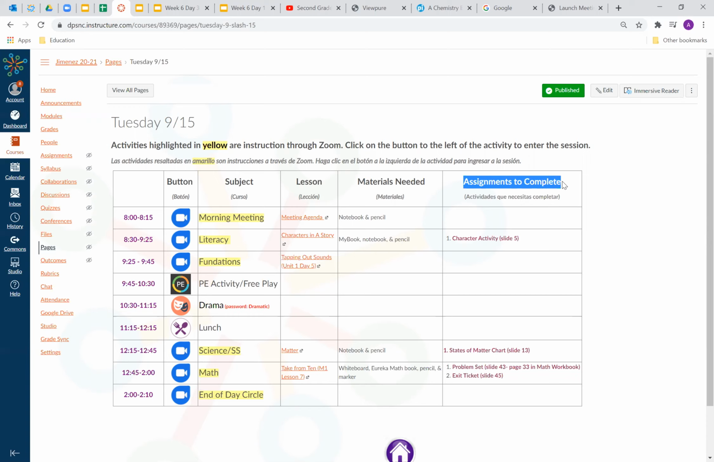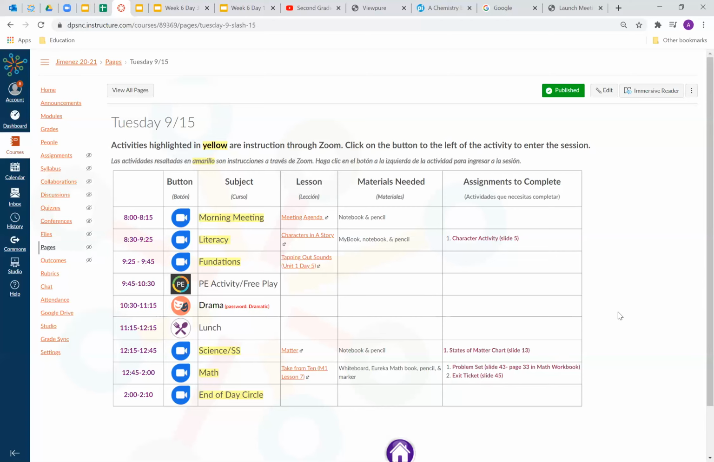So if they did miss something, you can come right here and see, okay, character activity, slide 5, click on this presentation, go to slide 5, and it will tell you the activity. The same for math. The problem set is there with the slide number that it's on, as well as the page number in their math book, and what page the exit ticket is on as well.